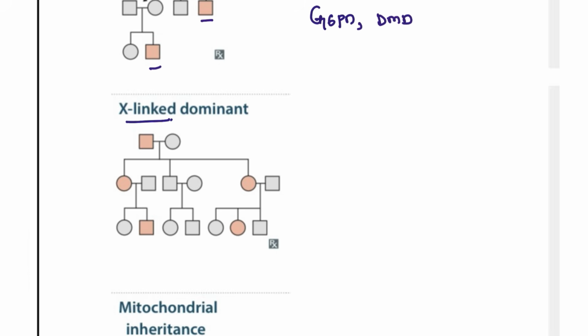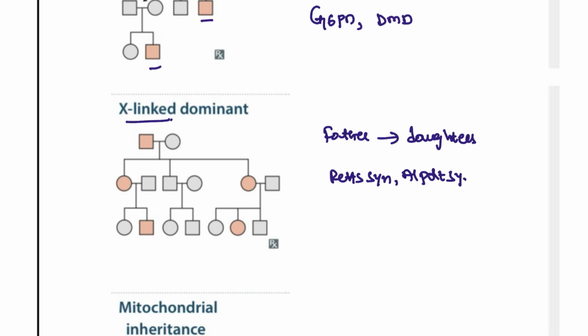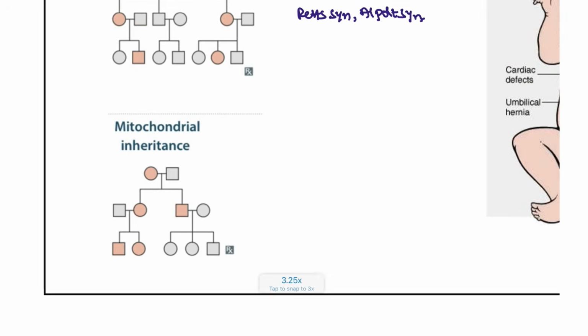Next, X-linked dominant. Here, mostly the fathers transmit to the daughters. For example, Rett syndrome and Alport syndrome. These conditions will be X-linked dominant.